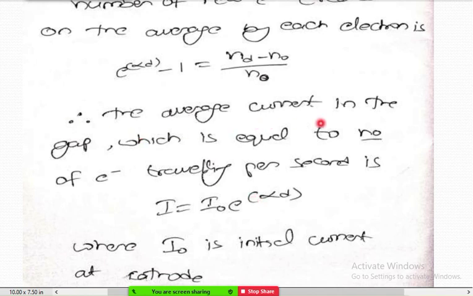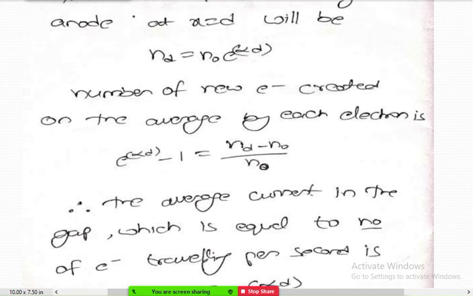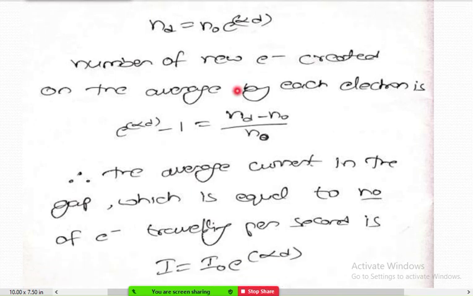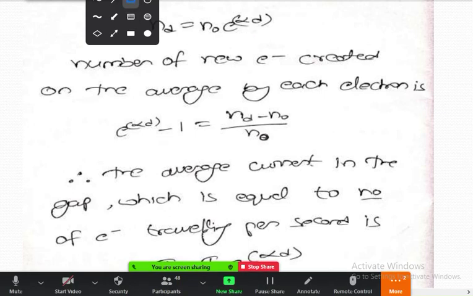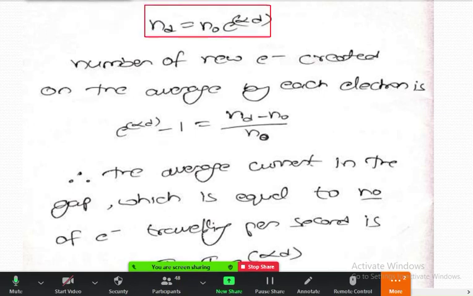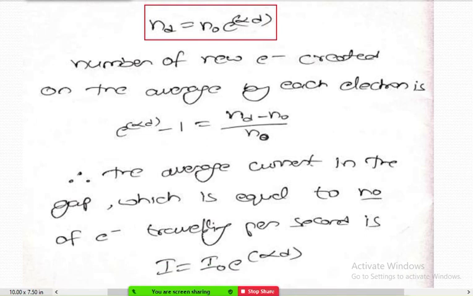The average current in the gap is equal to... so you can convert this equation. Our final required equation is nd is equal to n naught into e power alpha d. This is our required equation in terms of the number of electrons.